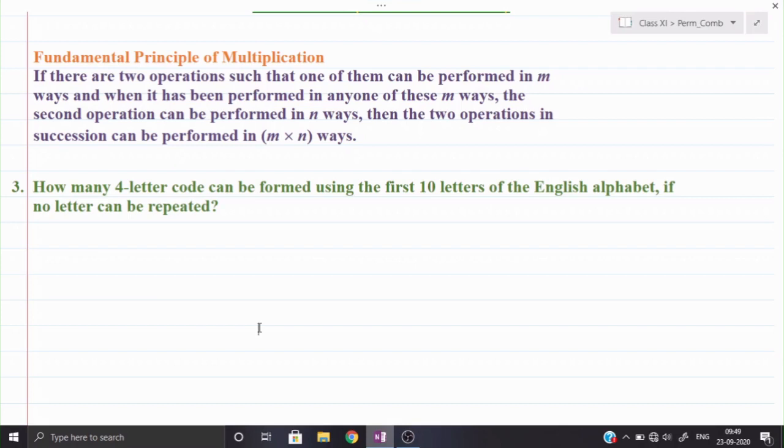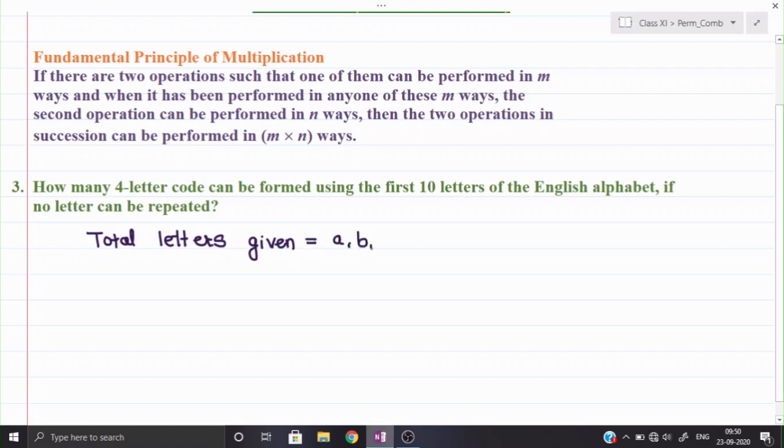So here they are saying a 4-letter code can be formed using the first 10 letters of the English alphabet if no letters can be repeated. We are not allowed to repeat any letter. So first of all we'll see how many letters we have been given here. So the total letters given, if I write down all 10 letters, the first 10 letters they said.